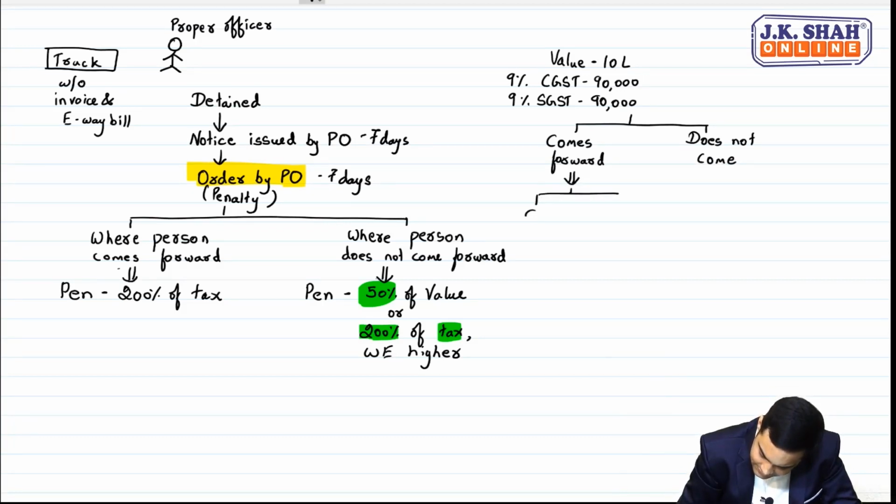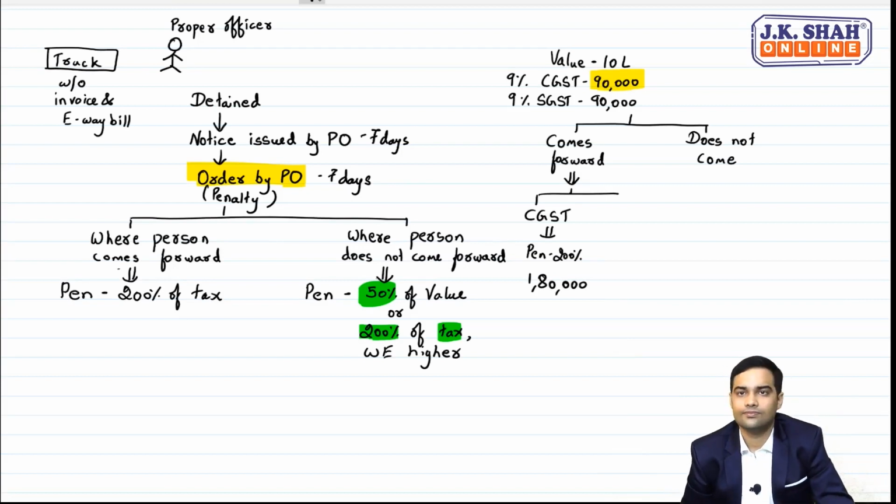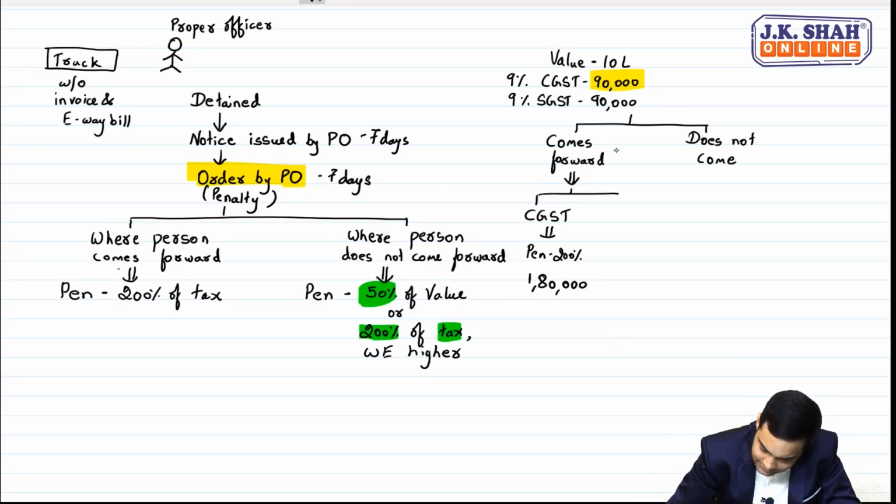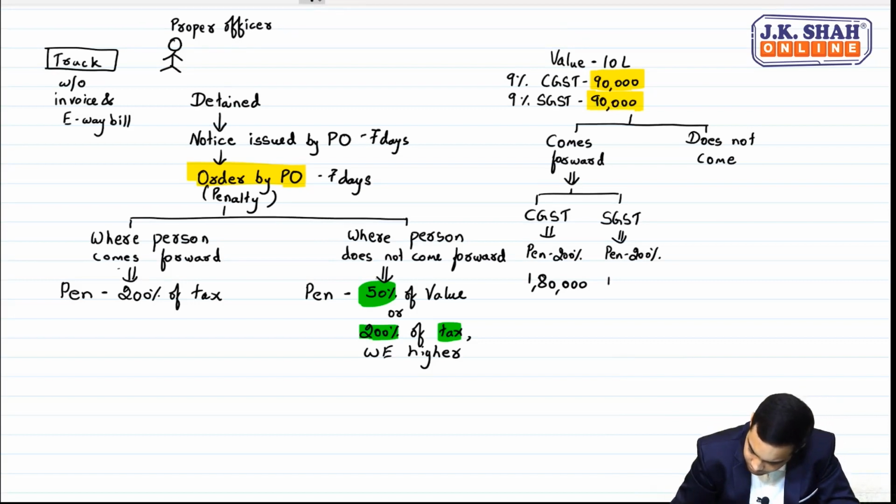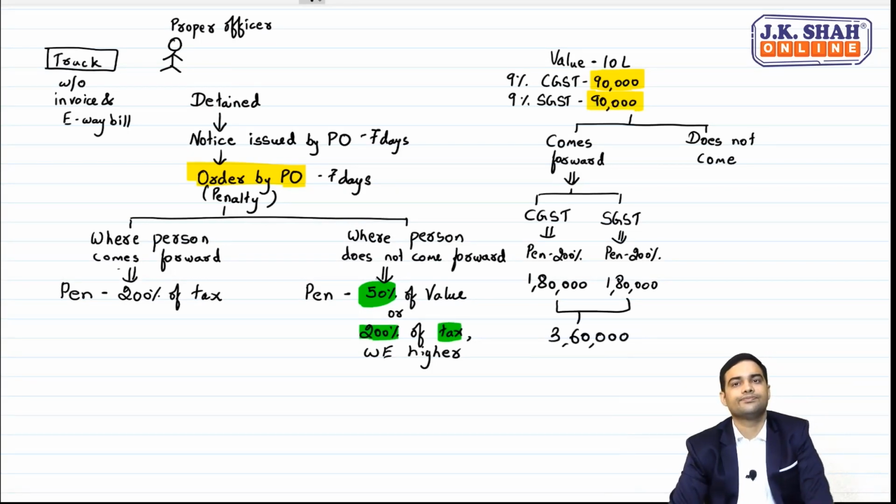If he comes forward, CGST penalty will be 200% of tax. 200% of 90,000 will be 180,000. Do you agree? And SGST, again penalty will be 200% of tax. 200% of 90,000 will be 180,000. So do you agree that the total penalty will be 360,000 if he comes forward? Correct.